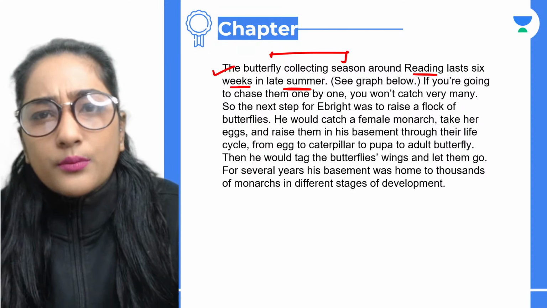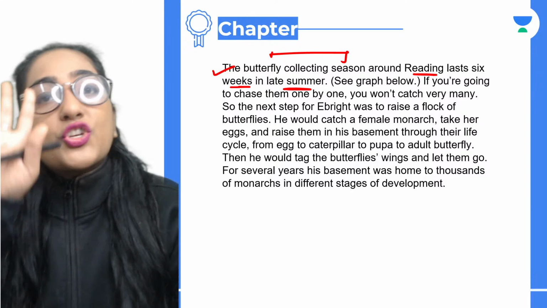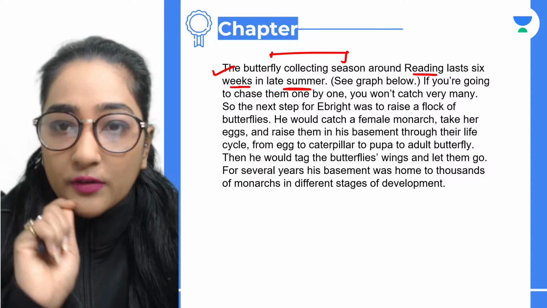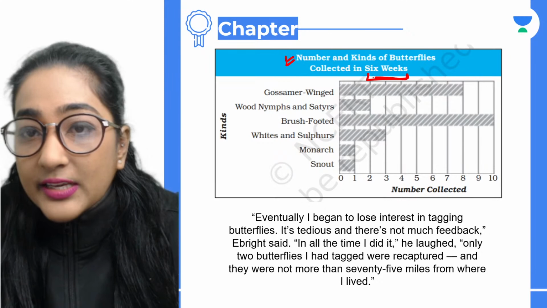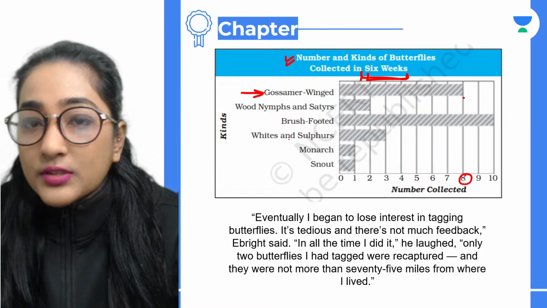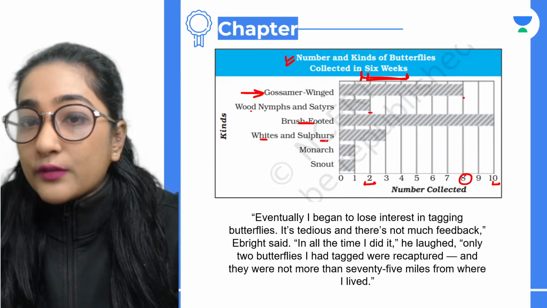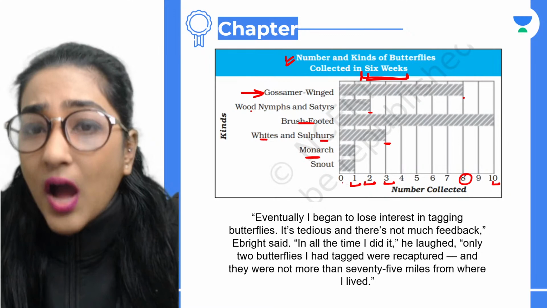So, Reading, where he was living in his hometown, for six weeks in late summer, late summer meaning when summer is about to end, only for 6 weeks can you collect butterflies. Now just see this graph: number and kinds of butterflies collected in 6 weeks. Gossamer-winged, that is 8. All right, then wood nymphs and satyrs, you got to collect only this much, that is 2. Then brush-footed, you got to see like 10. And then whites and sulfurs, you got only 3. All right, and monarch, you get to have only 1. And then snout, again 1.